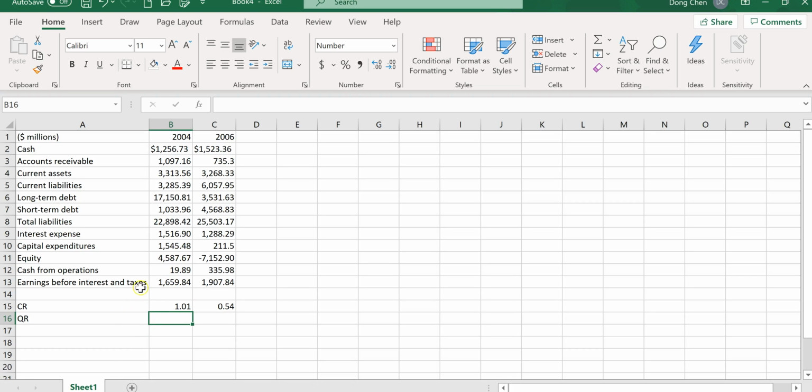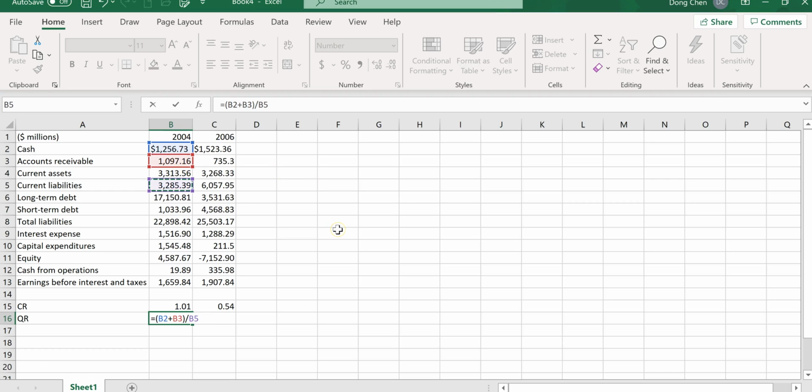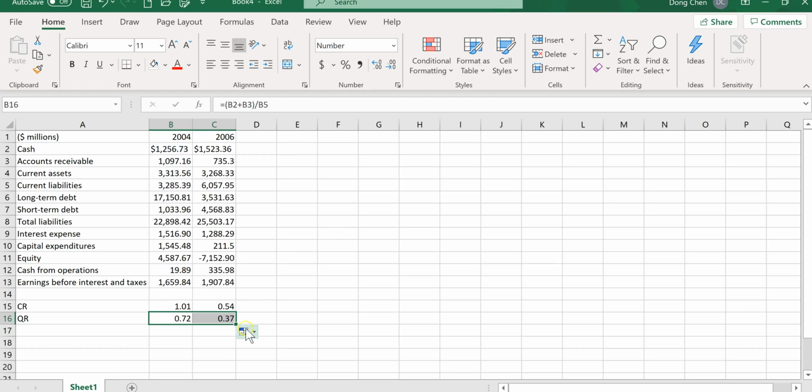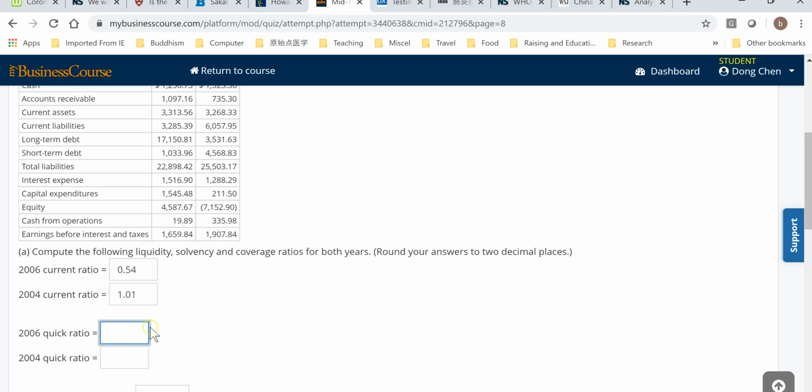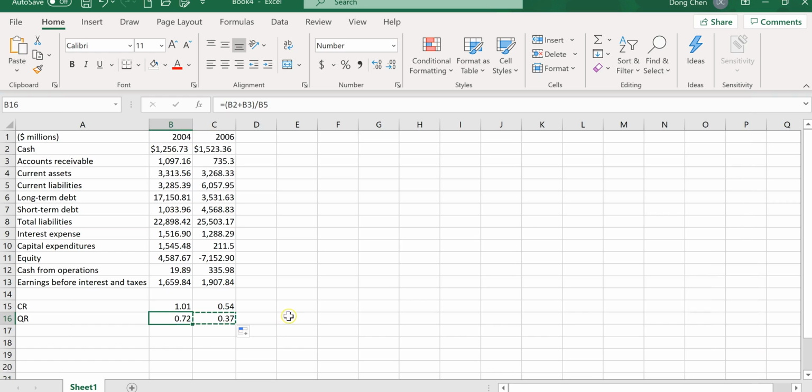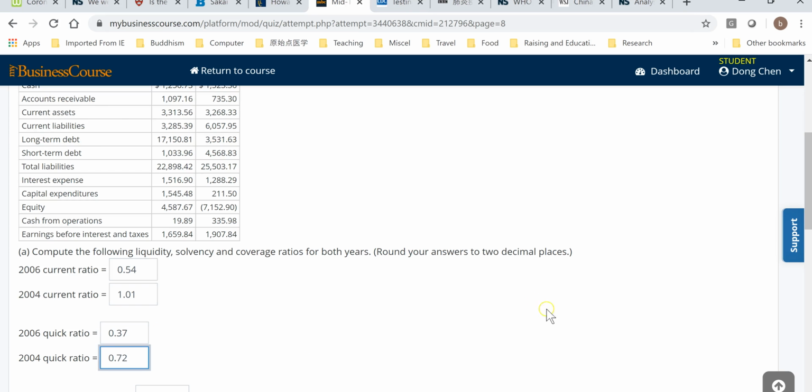So we look for cash. Where's the cash? We have the cash here, and we have the accounts receivable. So we take the sum of these two, cash and accounts receivable, and then divide that by the current liabilities, and that's the quick ratio. Then we pull the cell to the other year. Again, we need to pay attention to the order: the 2006 quick ratio first, and then the 2004 number below it.